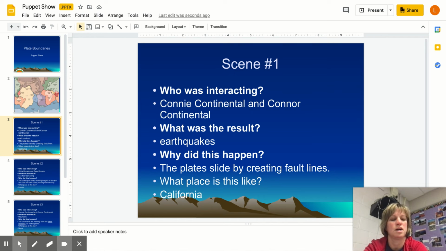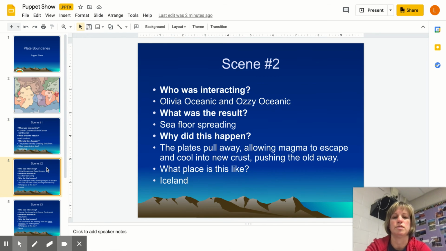We had Connie and Connor Continental interacting. And again, Continental tells us it was continental crust. Even though California is on a coastline, the plate boundary is a little bit inland. So what was the result? It was actually earthquakes there. Now, why did this happen? Here's where you need an explanation. The plates slide by, you must have slide by there, and because of that, creating fault lines or cracks on the crust, like the San Andreas in California. Anytime we have movement along a fault line, that's a recipe for an earthquake.